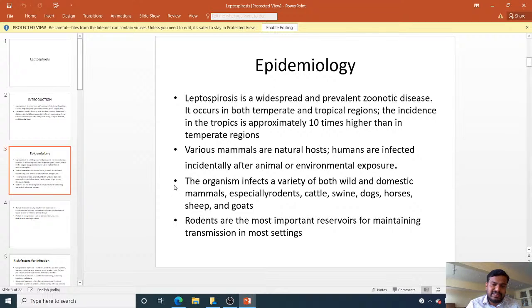The patient may have an exposure to rodent urine, or they can say there are many rodents around the area where the people are living. These are clues you should catch, and leptospirosis should be one of your differential diagnoses. According to the epidemiology, rodents are the most important reservoirs for maintaining the transmission in most settings. So you should remember this.